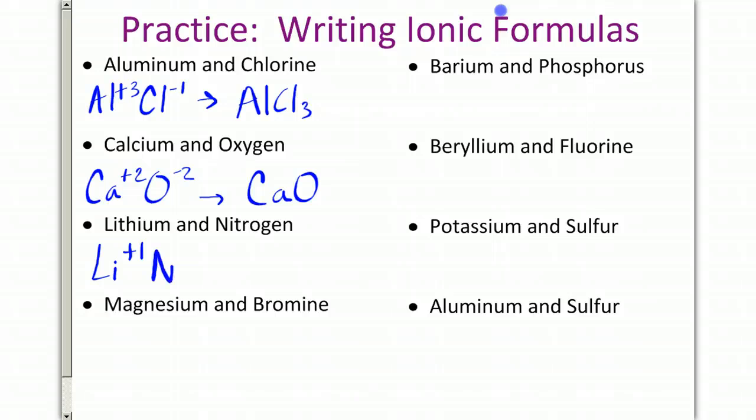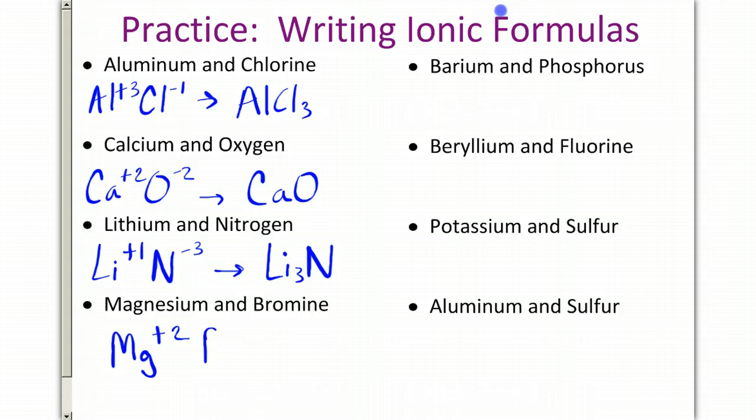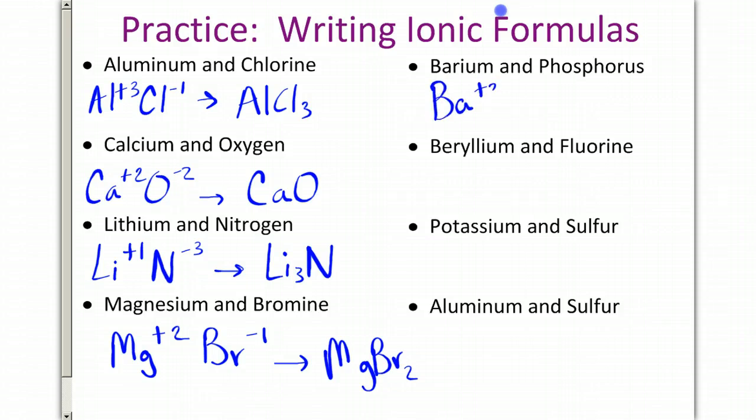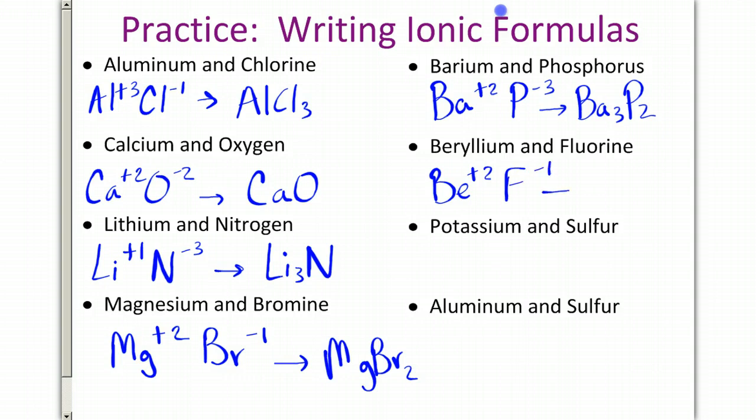Lithium is a +1, nitrogen is a -3, so they switch. It's going to be 3 lithiums and 1 nitrogen. Magnesium is a +2, bromine is a -1. These are going to switch, giving me MgBr2. Barium is +2, phosphorus is -3, so we switch charges, giving me Ba3P2. Beryllium is +2, fluorine is -1, and if we switch them, we get BeF2.